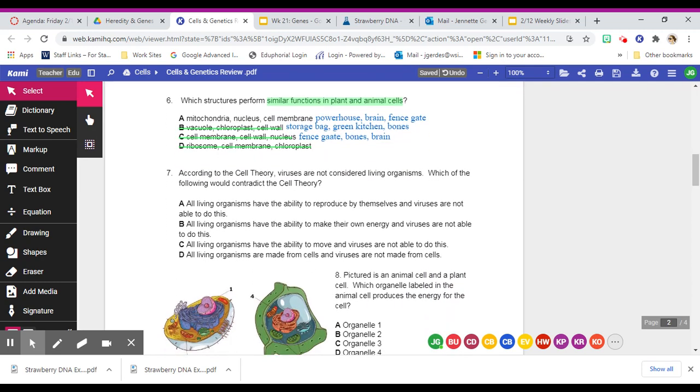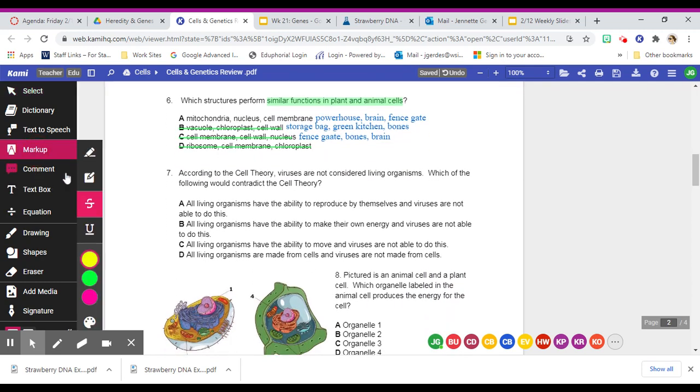Number 7, according to the cell theory. So this one's definitely the cell theory. Viruses are not considered living organisms. Which of the following would contradict the cell theory? So cell theory, which is saying it's going to go against it.